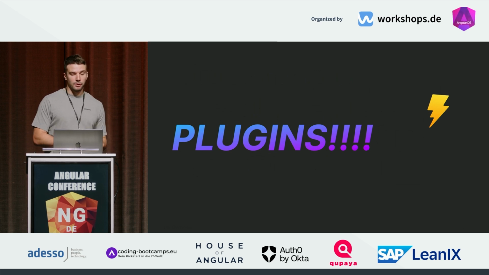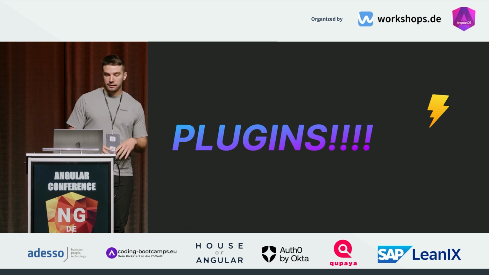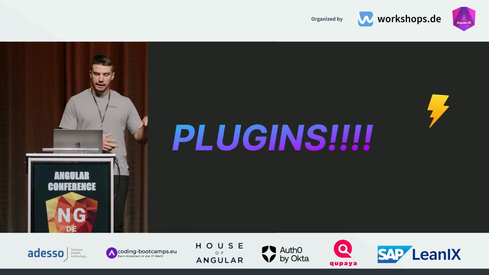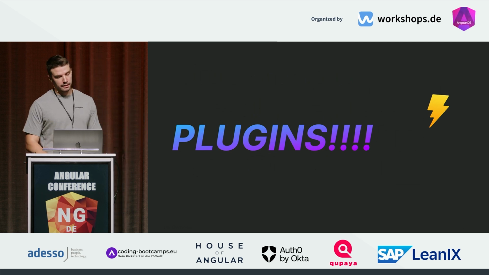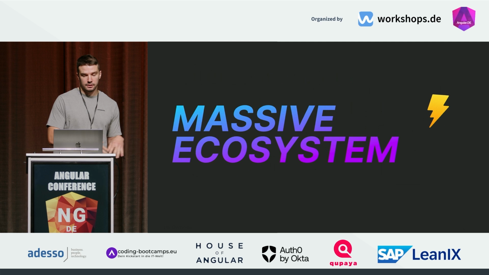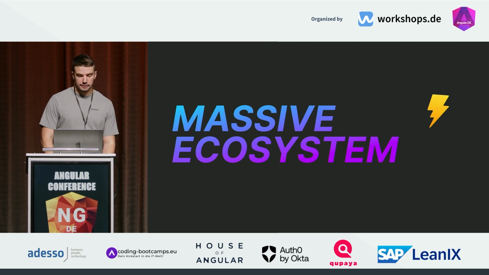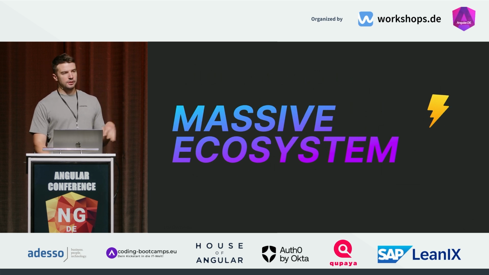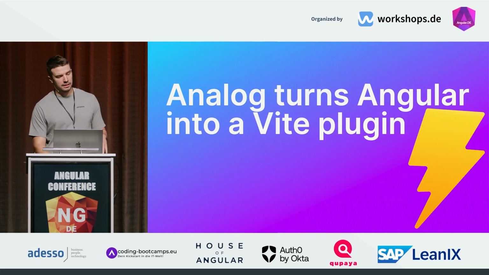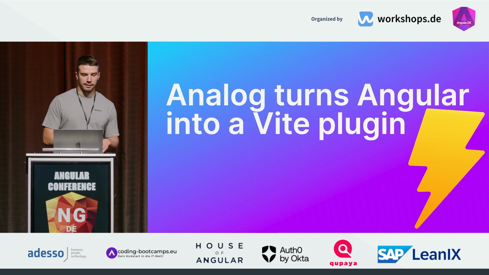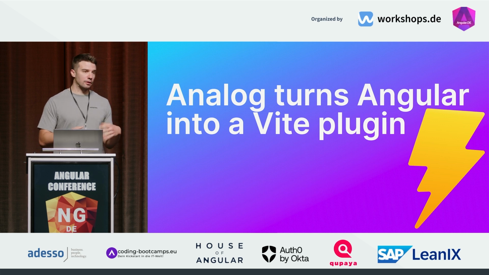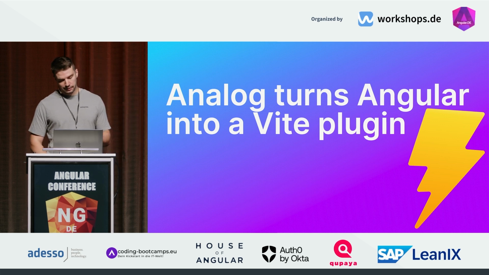And Vite does something very smart because it provides a Rollup compatible interface for its dev server too, so you can really customize how your dev server behaves, but also what happens during the build command. And that means Vite has a massive ecosystem of Rollup and Vite plugins that can be used to customize our builds and developer experience. And that is really what makes Analog special, because Analog turns Angular into a Vite plugin. So it tells Vite how to use Angular for development, but also how to build your Angular applications with Rollup.